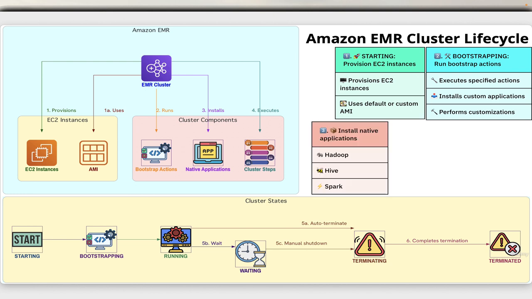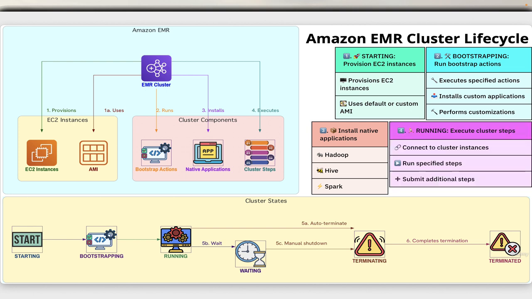Next, you install native applications. Amazon EMR installs the native applications that you specified when you created the cluster. This may include applications such as Hive, Hadoop, Spark and others. This step ensures that your cluster has all the necessary software to perform its intended tasks.